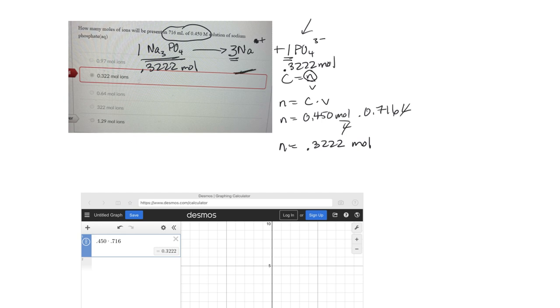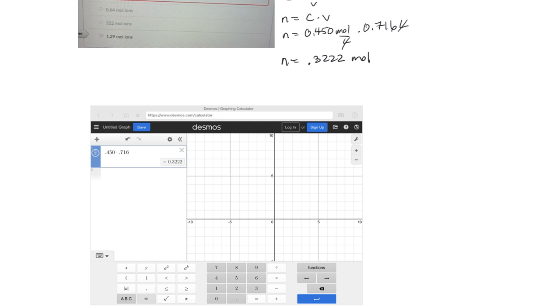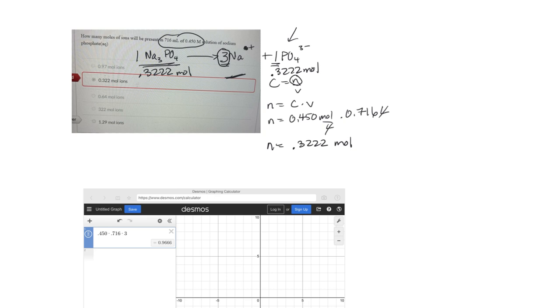But for the sodium, you have to multiply it by 3. So if I take this and times it by 3, I get 0.9666. So if they ask how many moles of ions will I have, I'm going to have to add those two. So it'll be 1.28 or something like that, 1.29, right about in there. All right, for both questions, just a little bit tricky. Hope that helps.